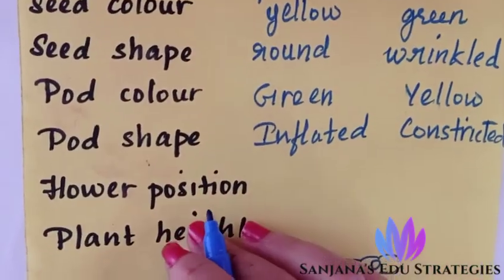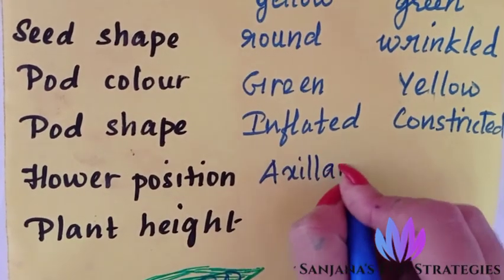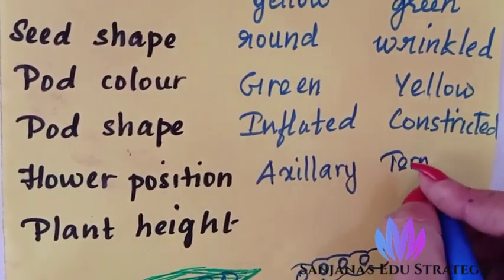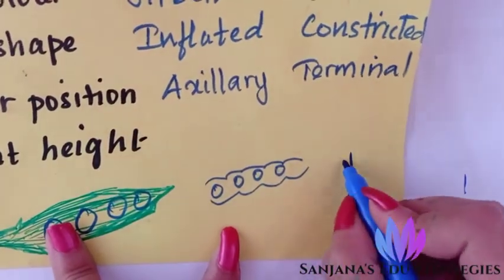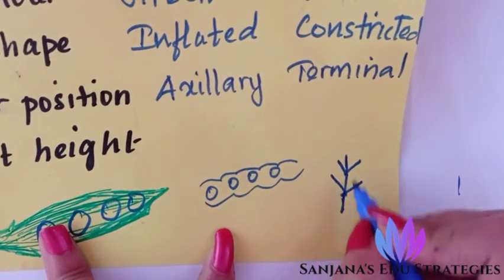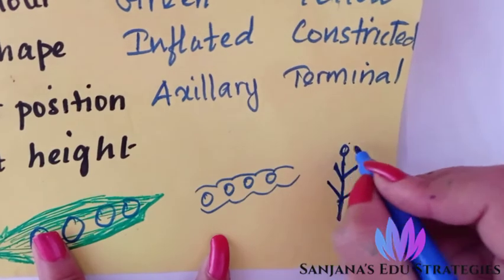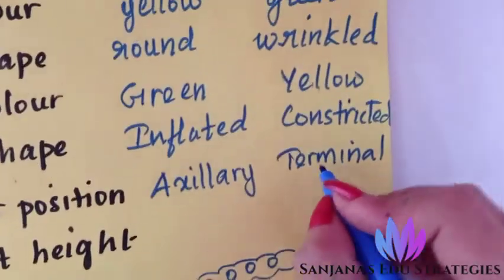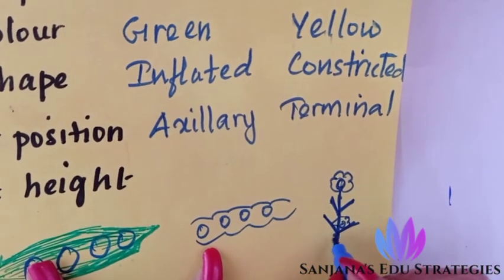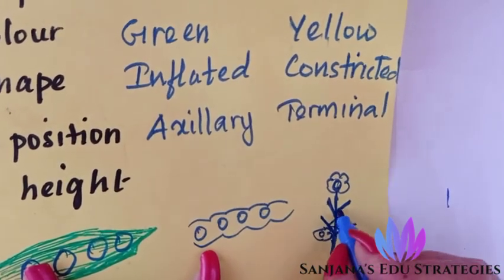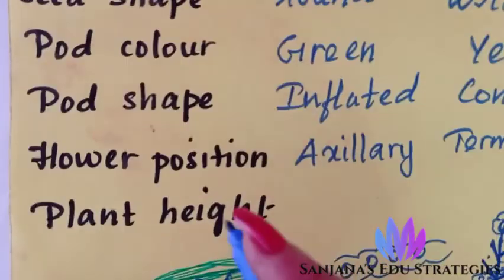Next is flower position. Most probably it will be present in the axillary position, and in some it will be present in the terminal position. Listen to this: there will be some stems present. This is the main stem, and on the side you will have some small stems. If the flower is present at the top region, it is called terminal position. If flowers are present near these small stems, in the axil region, it is called axillary position. Next is plant height.